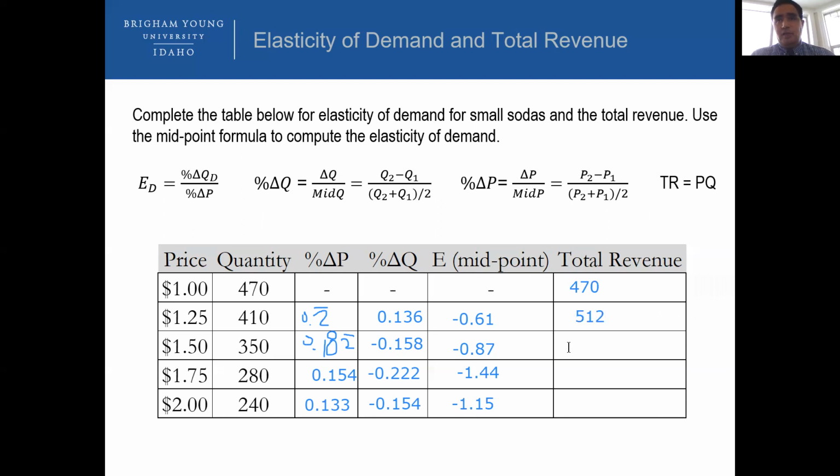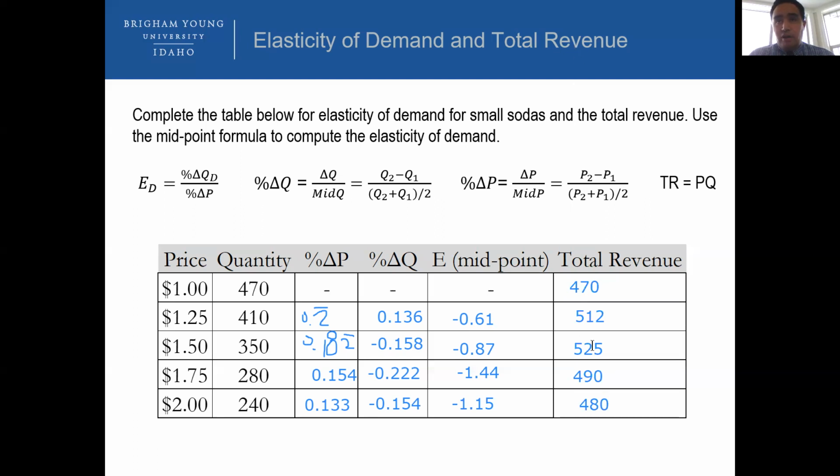$1.50 times 350, probably should be able to do this in my head. Let's see, comes out to 525. 175 times 280 comes out to 490, and $2 times 240, well, that's 480. That should be 480. There we go. So anyways, those are all the answers for that example that we worked through.